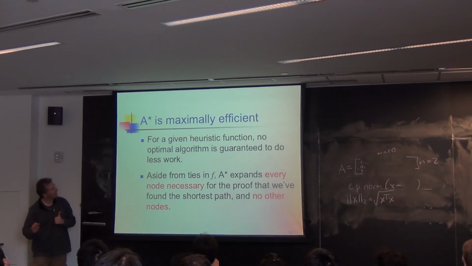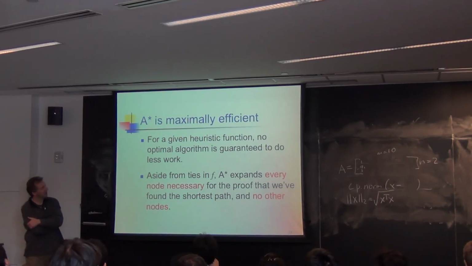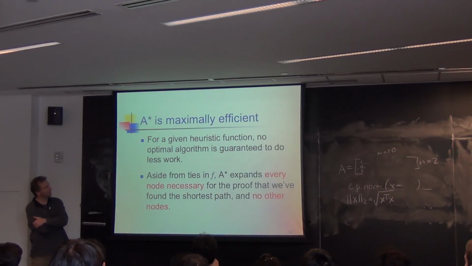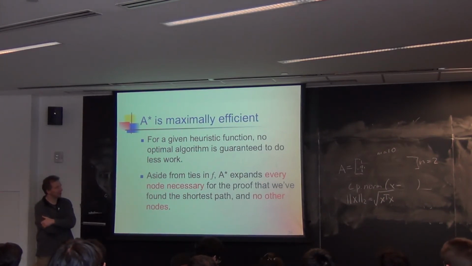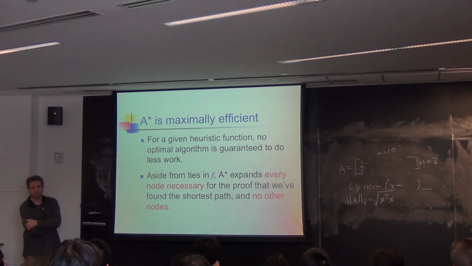One more last thing about it is that for a given heuristic function, no optimal algorithm is guaranteed to do less work. That means this is maximally efficient. It's only going to expand the nodes that it has to for a given heuristic. So it's doing the minimum amount of work it has to do for a given heuristic. But some heuristics perform better than other heuristics, which will result in less work if it performs better.